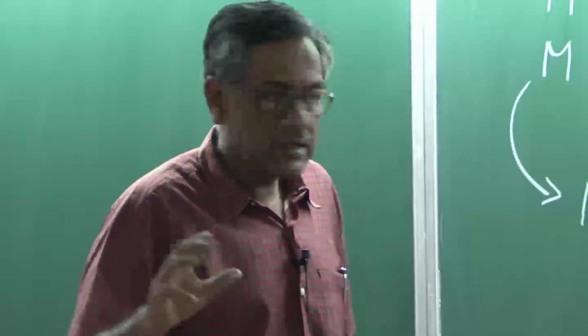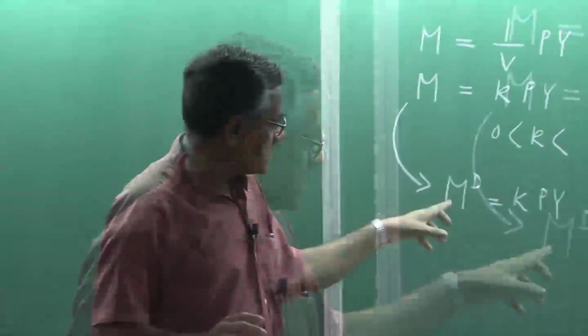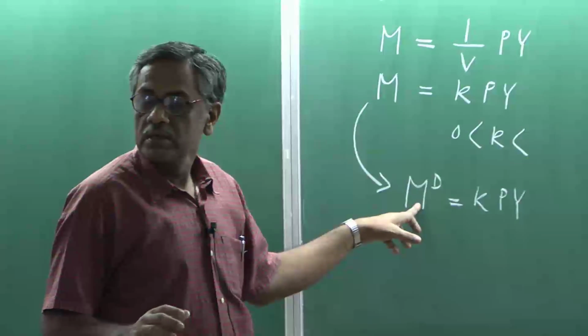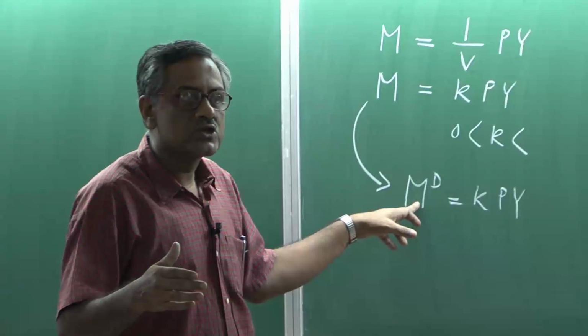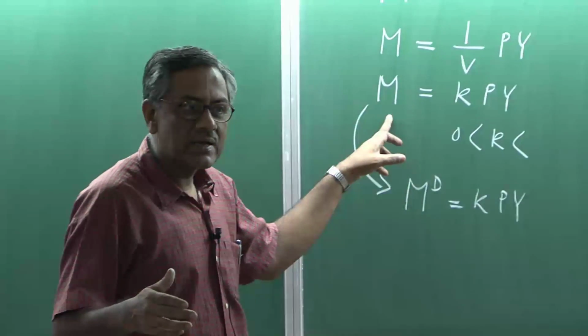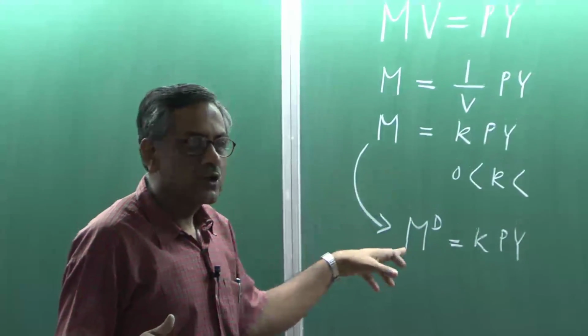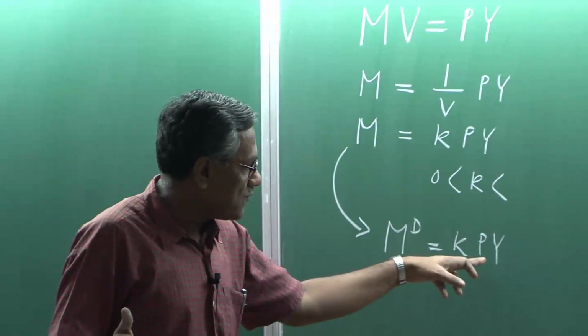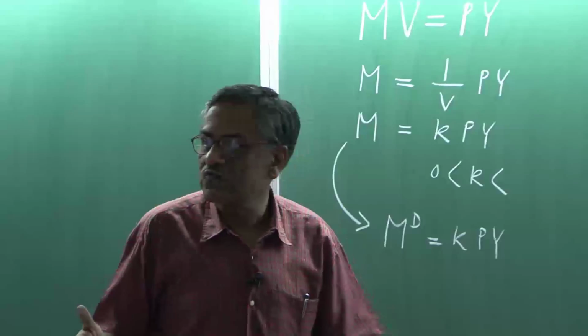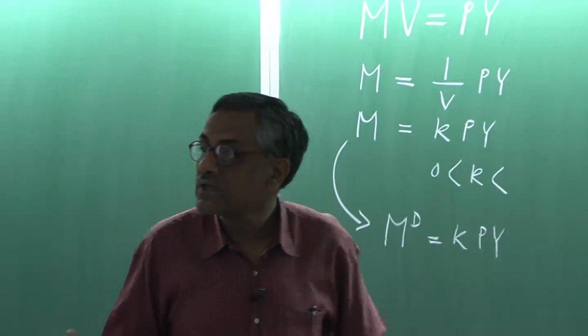Then people say, what macroeconomists do, this demand for money, assuming an equilibrium condition, is also equal to M, the supply of money. So, supply equal to demand for money, I can measure that, is nothing but a k of PY, a fraction of the total nominal income.